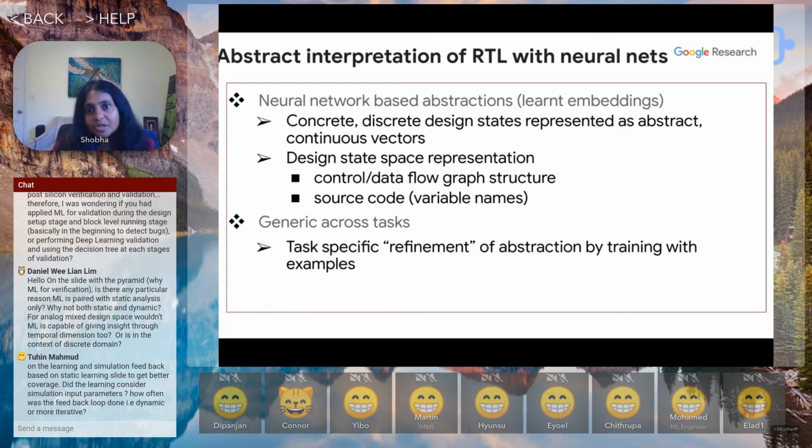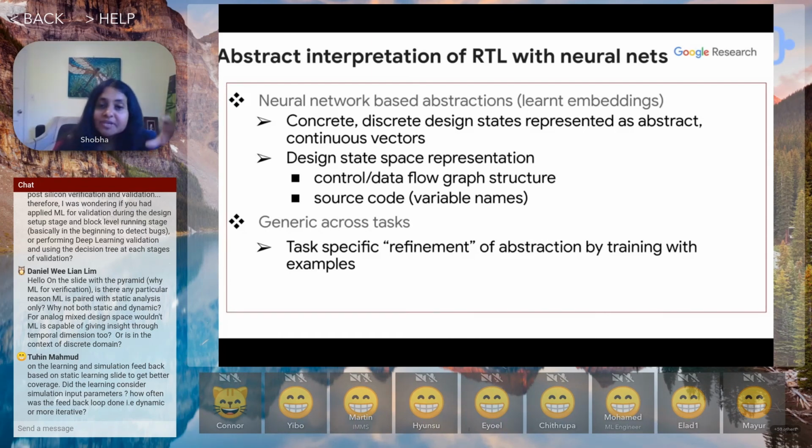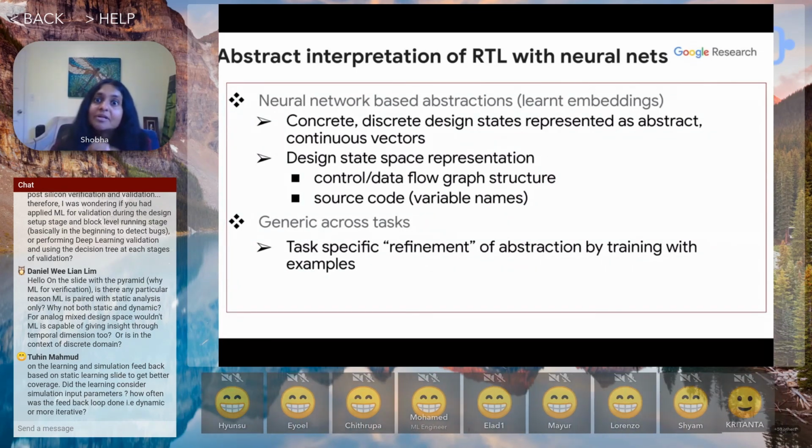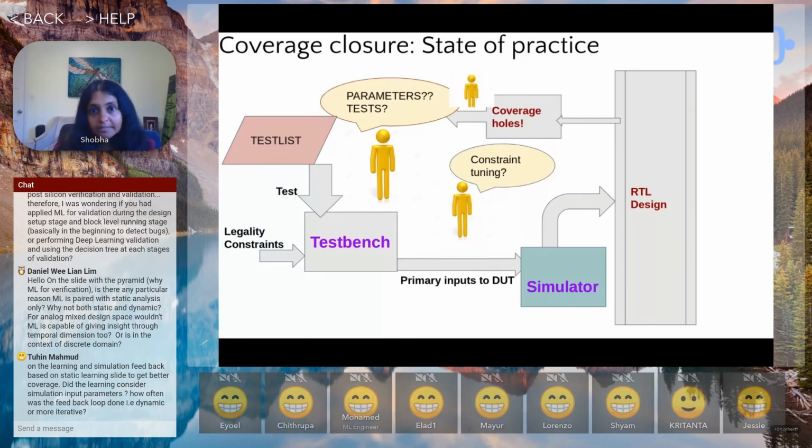And really the curiosity is whether this kind of task-specific refinement of abstractions, by training it with examples, will be the solution that actually delivers us from the long-standing and difficult verification problem. I am running out of time here, so I will not elaborate on the different kinds of problems that we are starting to look at.